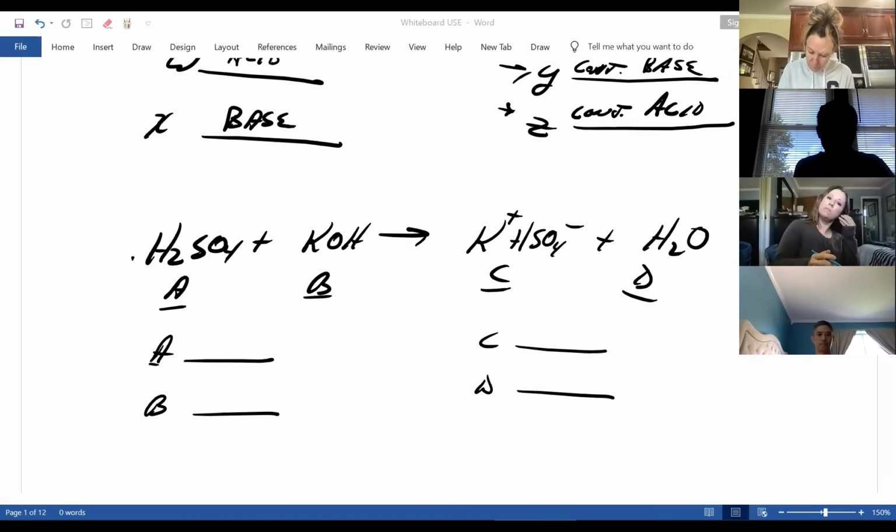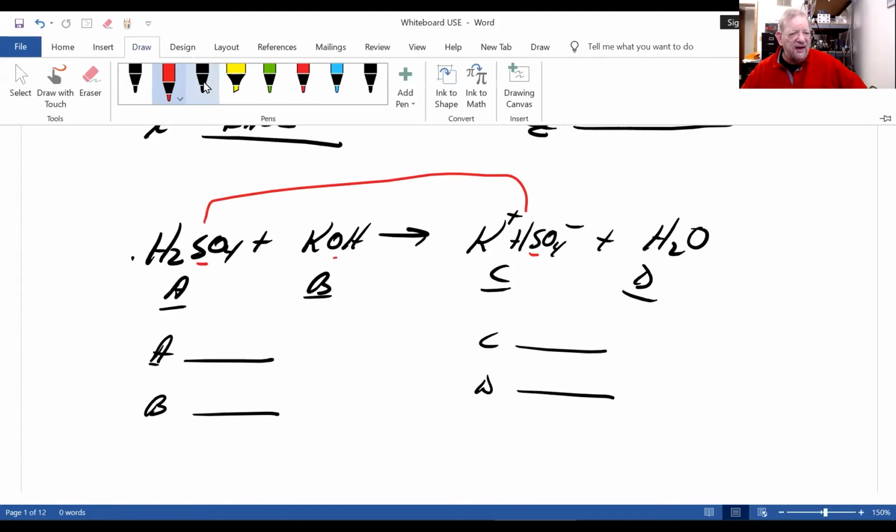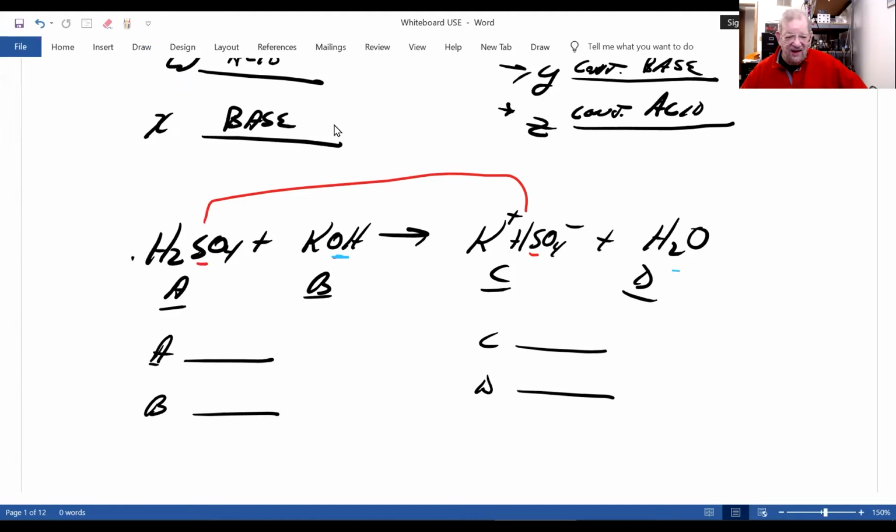Let me get going. All right, let's look at where the conjugates are. This has a sulfur, this has a sulfur, D does not, so they're going to be conjugates. This has no sulfur, B, KOH, potassium hydroxide, and D has this oxygen. They only differ by H plus, or in your case, count hydrogens.